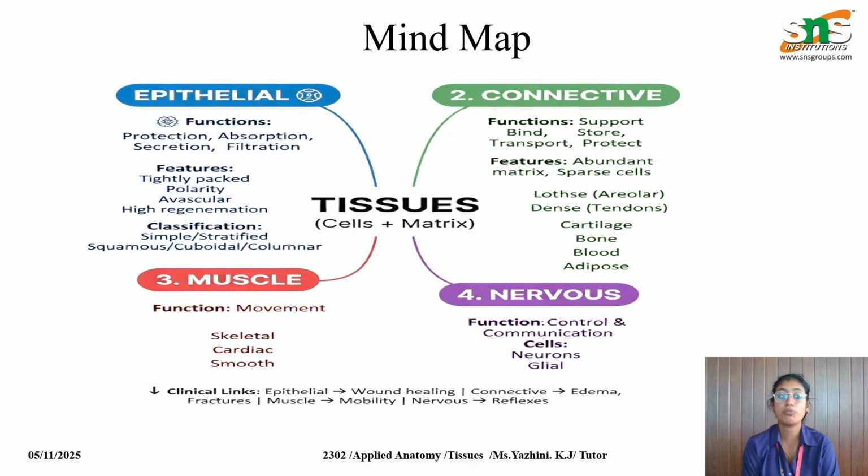Epithelial function is protection and absorption, and it is tightly packed. And there are three types of muscles: skeletal, cardiac and smooth. And connective tissue has support, binding and transport functions. The main feature is that abundant matrix is present. And nervous tissue is for control and communication. The nervous system is the most important aspect in the tissues.